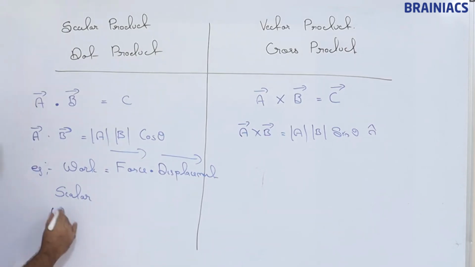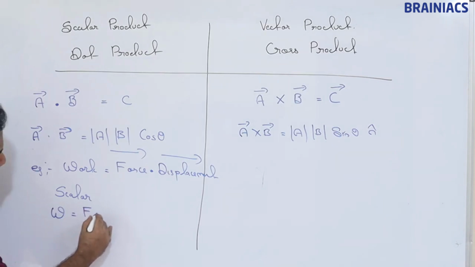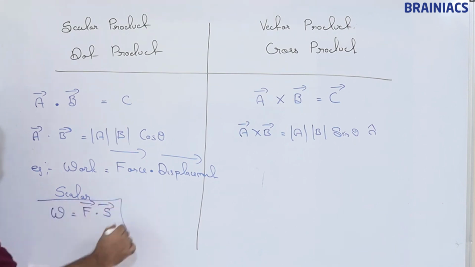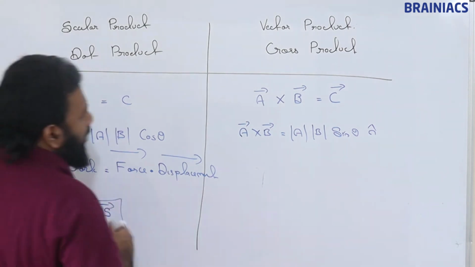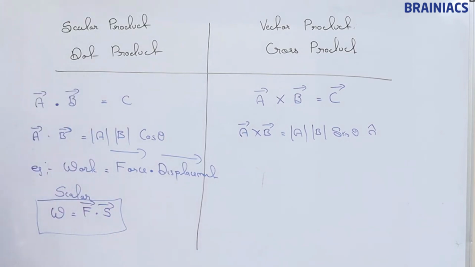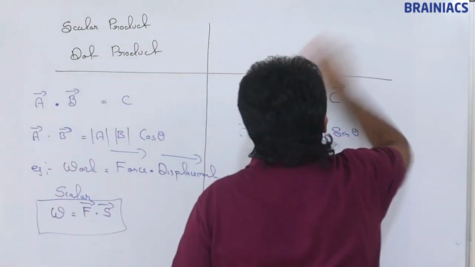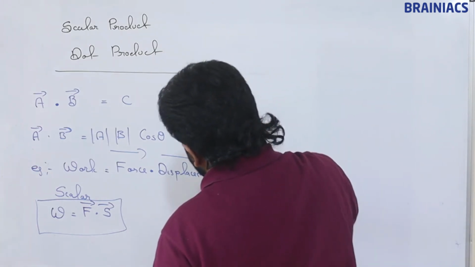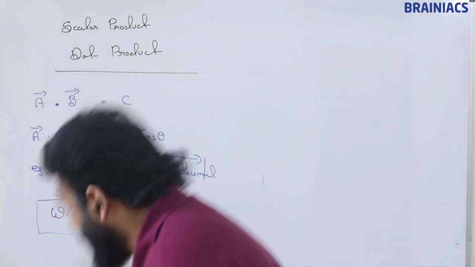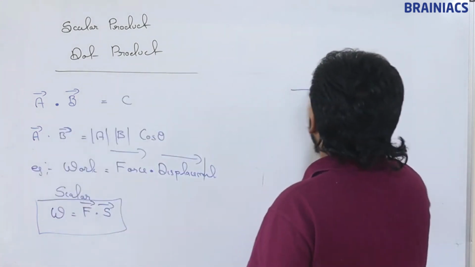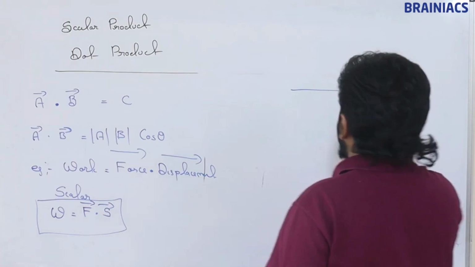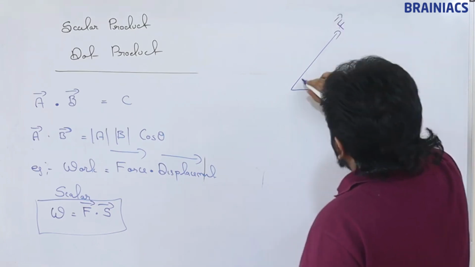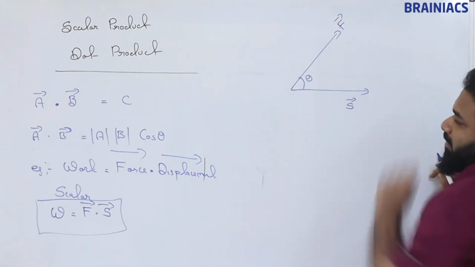So work W is equal to F dot S. So this is a vector, this is a vector. So this is what is work. Now suppose this is the direction of displacement. This vector is acting at an angle theta with the displacement.